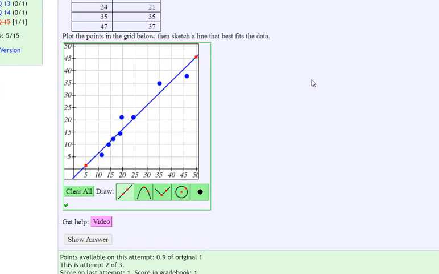So this is the idea of a linear representation of data points, and this is about as detailed as we will get with this. So go ahead and do your best to work through plotting the data points and then finding a best fit line.